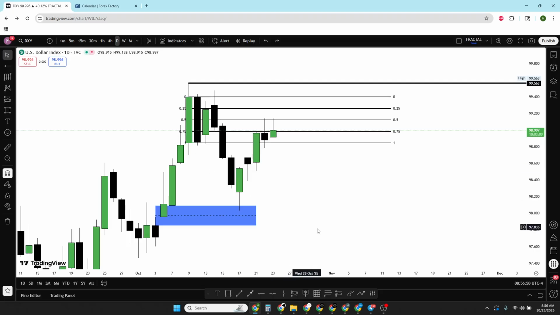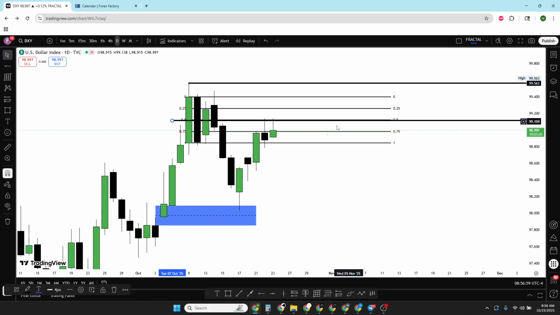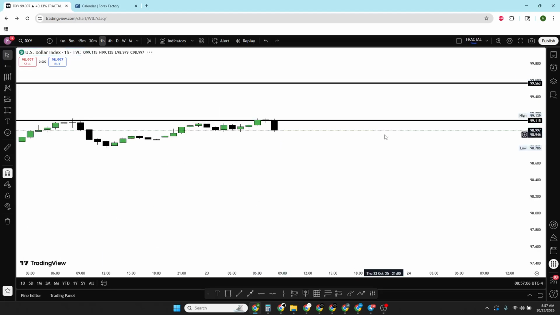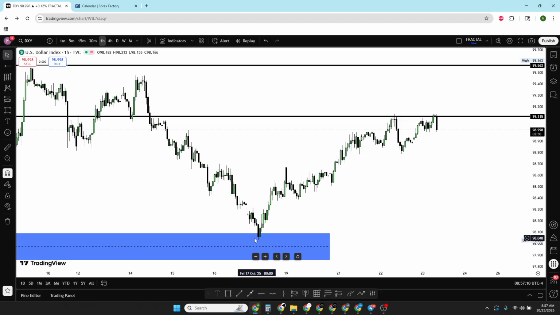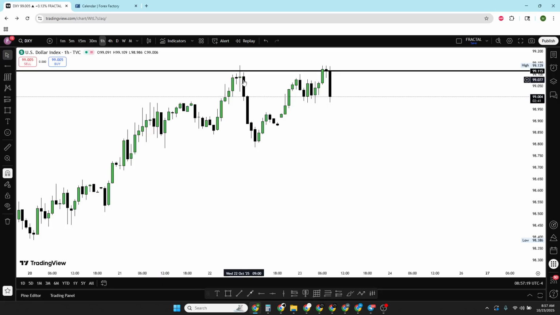So let me just draw out 50% of that. Okay, cool. You have the 50% level. Let's go down to an hourly. So this was our low point, trading back up into this premium level. So notice how we traded into it on Wednesday at 8 a.m.